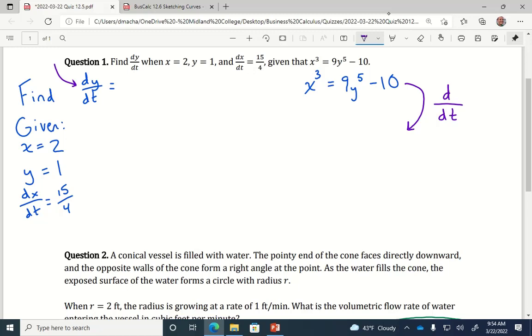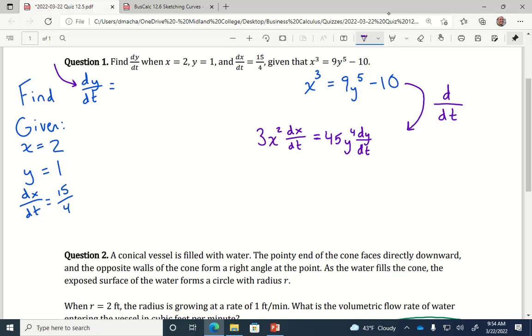So on the left side of the equation where I have x cubed, if I assume x is a function of t, that's going to become 3x squared dx/dt. On the right side, if I assume y is a function of t, this is 9 times 5, which is 45, y to the fourth dy/dt. And then the negative 10 is just a constant, so in the derivative it goes to 0. So I don't have to worry about it.